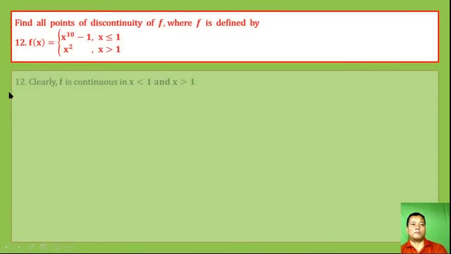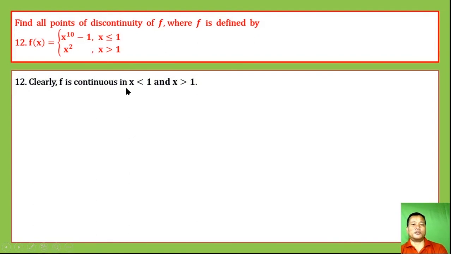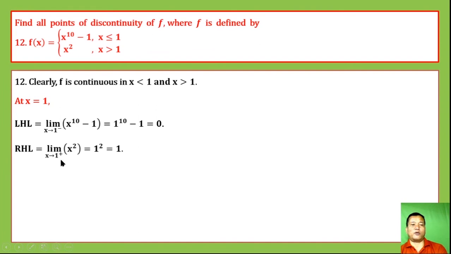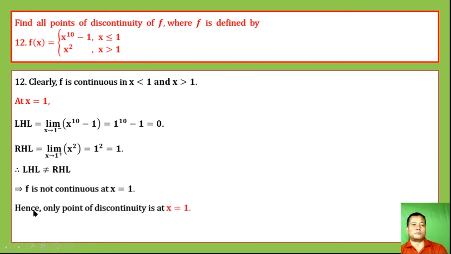Question number 12. Clearly f is continuous for x less than 1 and x greater than 1. Continuity at x equal to 1. Left hand limit at 1 is 0. Right hand limit at 1 is also 1. Therefore, left hand limit does not equal right hand limit at 1. This shows that f is not continuous at 1. Hence, the only point of discontinuity is at x equal to 1.